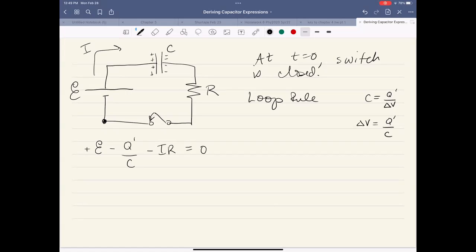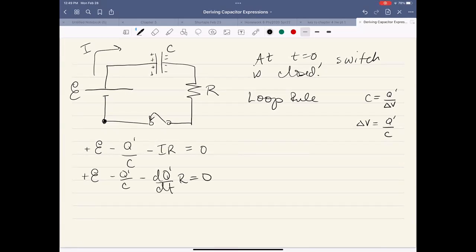Now, remember that the definition of current is the time derivative of the charge, so I can plug in for that. I have plus EMF of the battery minus Q prime over C minus dQ prime/dt times R equals 0. Now, what we want is an expression for the charge on the capacitor plates as a function of time. So we want Q prime as a function of time, or we want Q as a function of time.